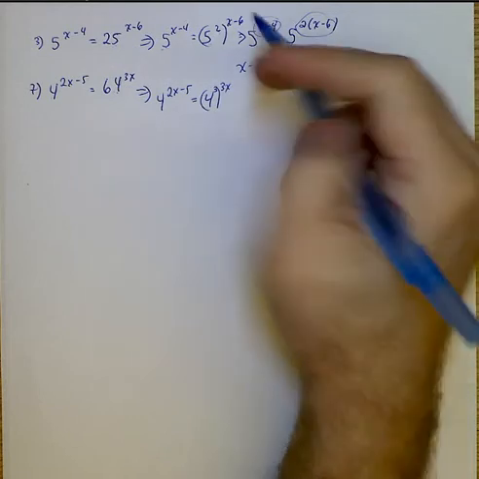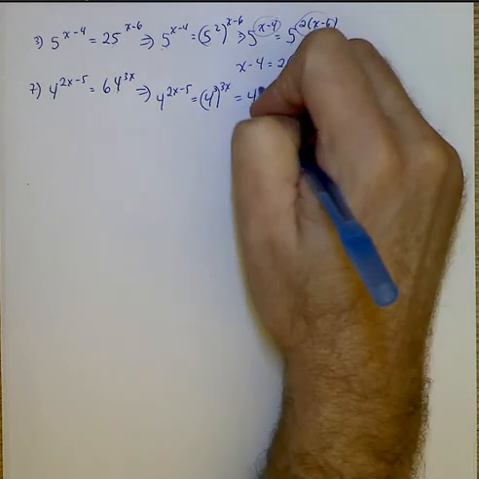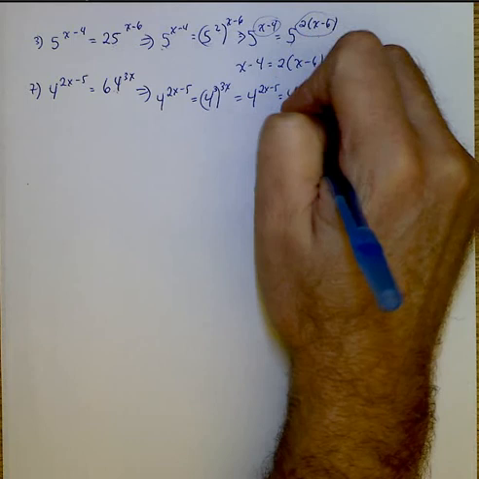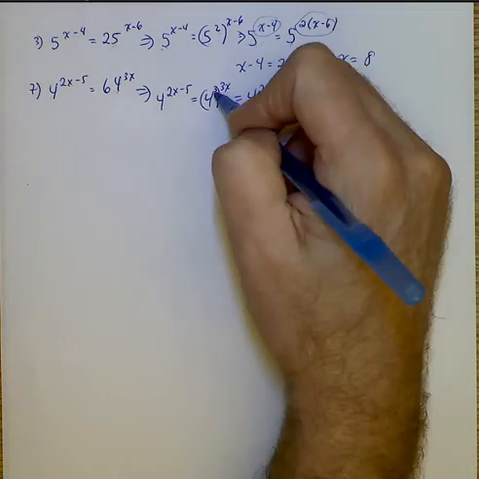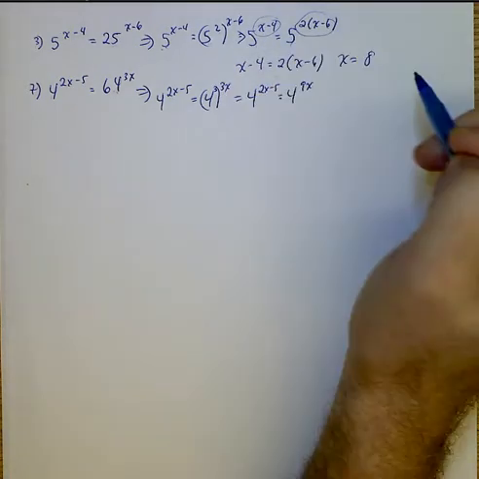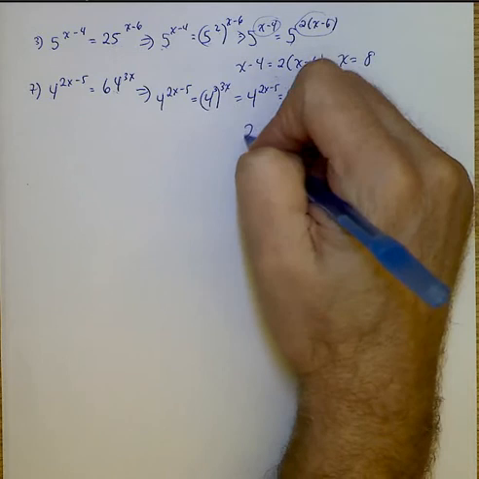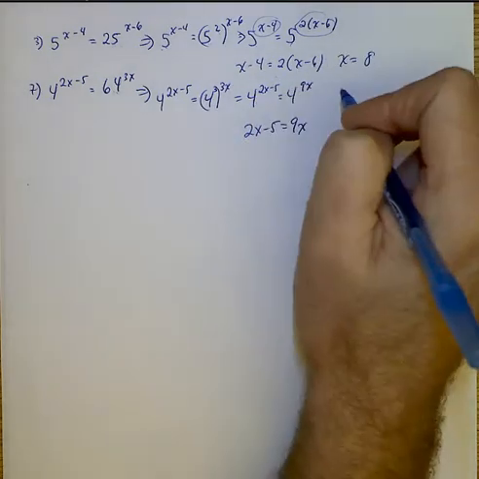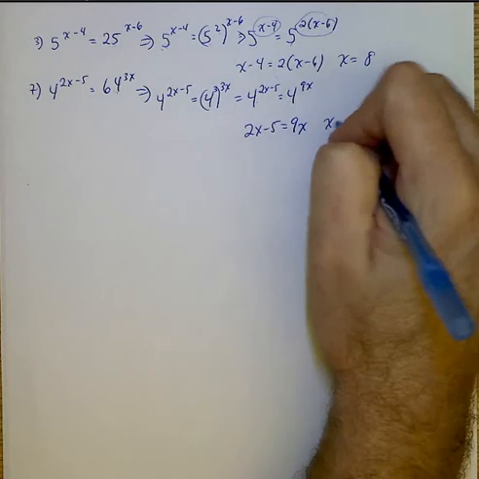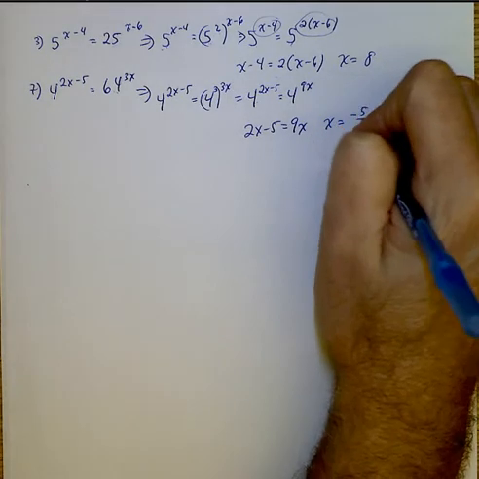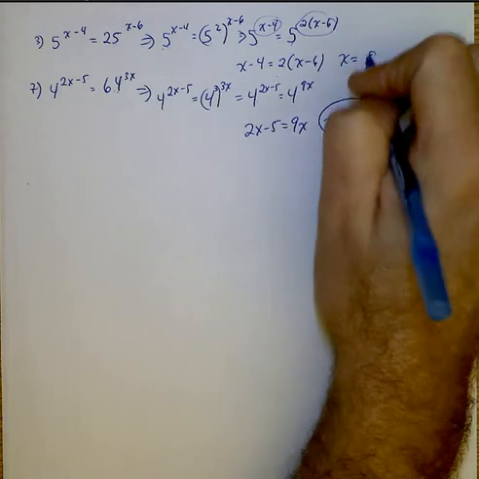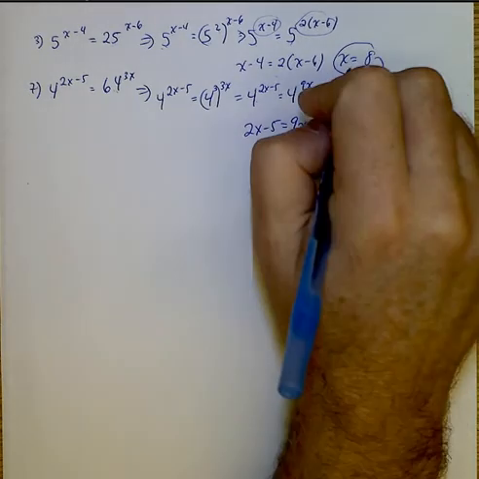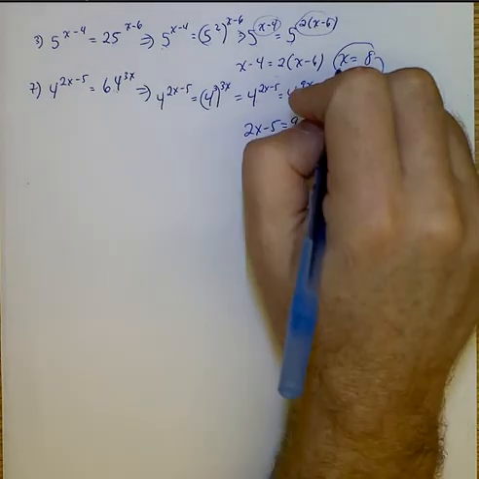And then we'll do power to power, so we get 4 to the 2x minus 5 equals 4 to the 9x. 9x comes from multiplying 3 times 3x. And we just set the exponents equal to each other at this point because both bases are 4. And if you were to solve for x on this one, you would get negative 5 over 7. Alright, so that's how you might try to do those exponent problems.